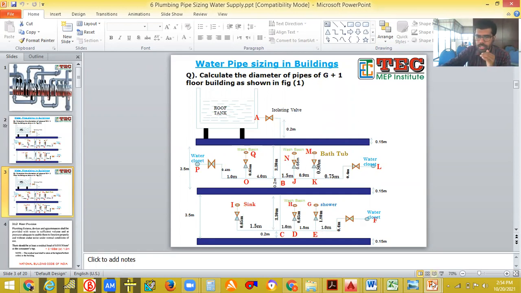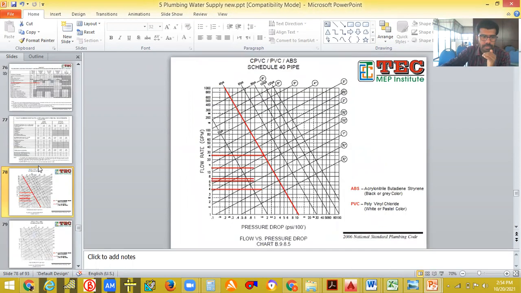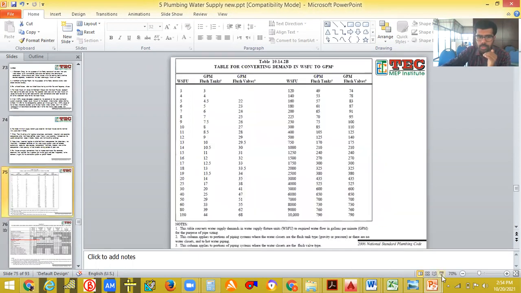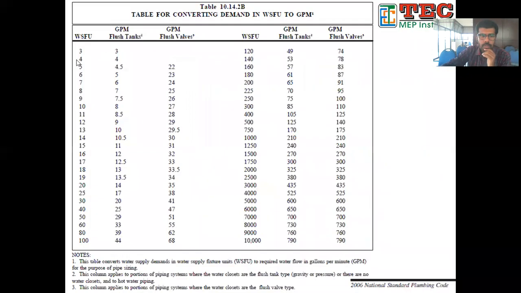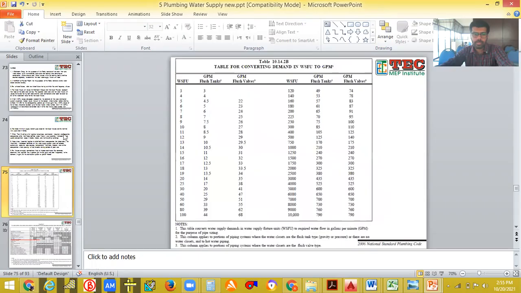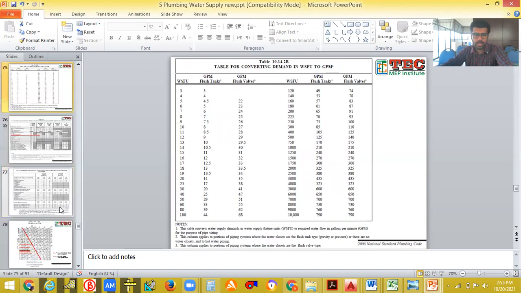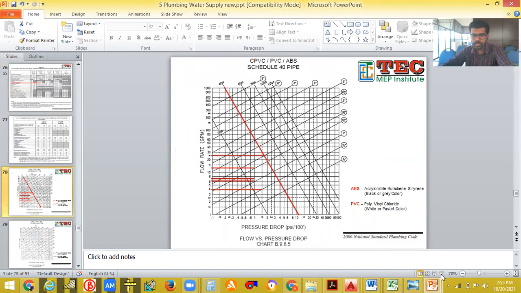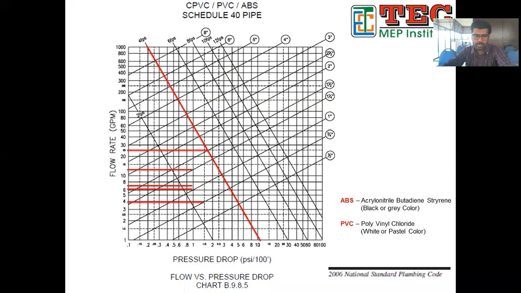If you have any doubt, I will show you that once more. This one, 4.5. For 5 WSFA, 4.5 is the GPM. So go here. 4.5 is the flow rate GPM. So this is 4, this is 5, so it is coming in between 4 and 5.